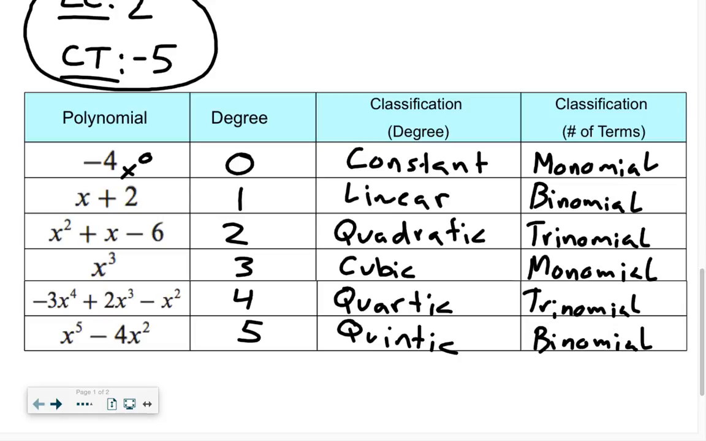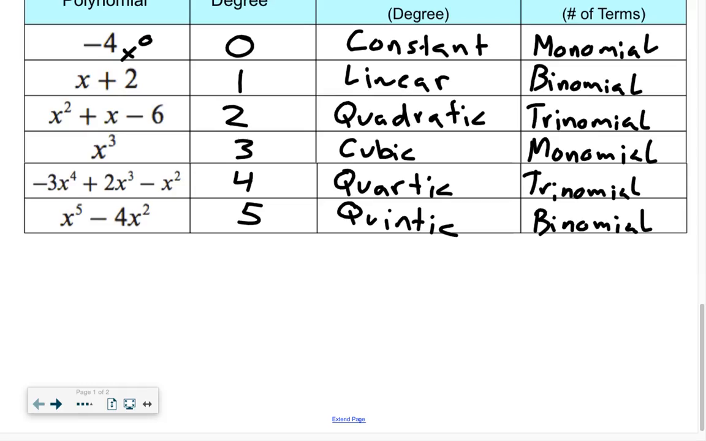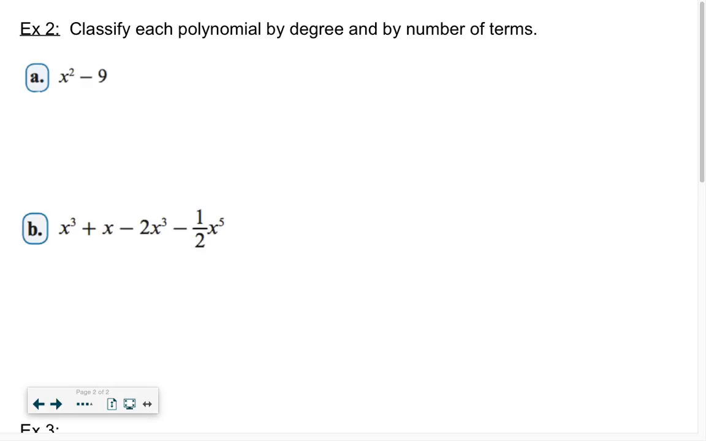When we put both of these ideas together, if I look at this one, I could call this thing a quintic binomial. By labeling it those 2 things, I know two things. Number 1, the highest degree is 5, or the degree is 5. Also, we're only looking at 2 terms. Let's go ahead and move on.